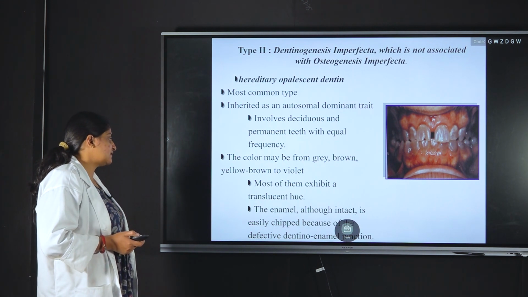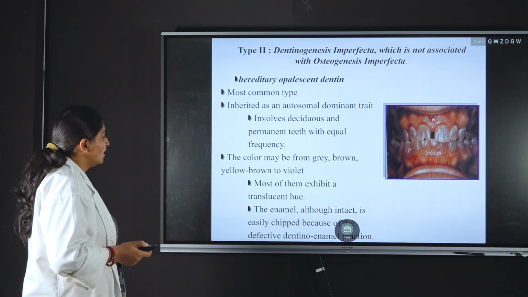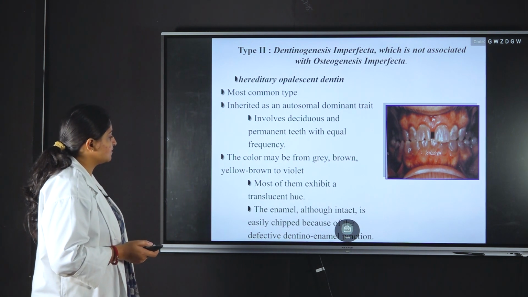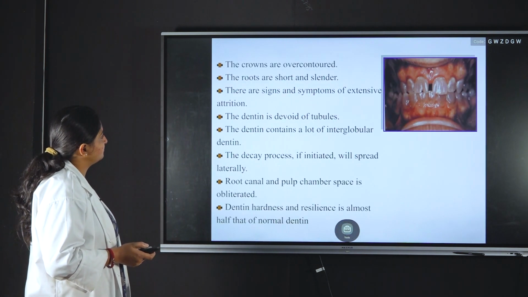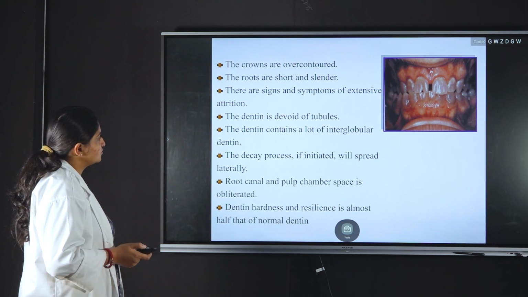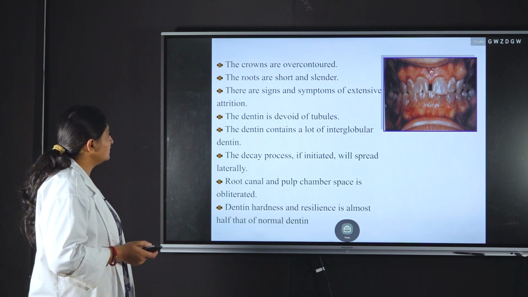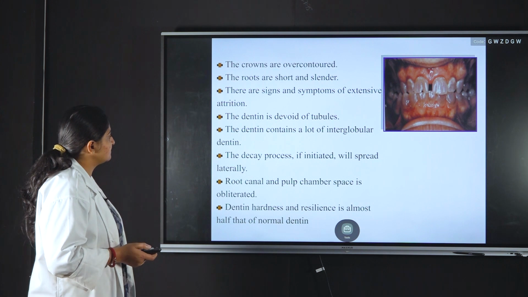Most of them exhibit a translucent hue. The enamel, although intact, is easily chipped because of the defective dentino-enamel junction. So as we can see, the crowns are over-contoured, and the roots are short and slender. These are signs and symptoms of extensive attrition.